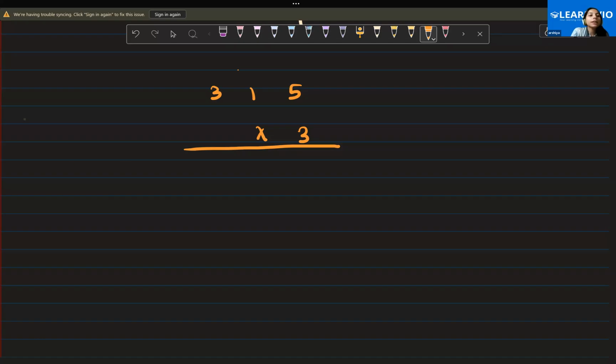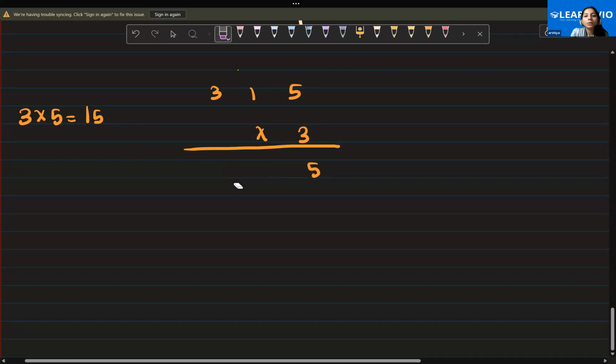Okay, so let's start with multiplying 3 and 5. So 3 times 5 will give us 15, right? So I will not write just 5 here and take the one carry because I want to explain the whole thing. I will write 15 here, the whole 15. And if the answer was a 1-digit number like you asked, then also we would have just written that 1-digit number here.